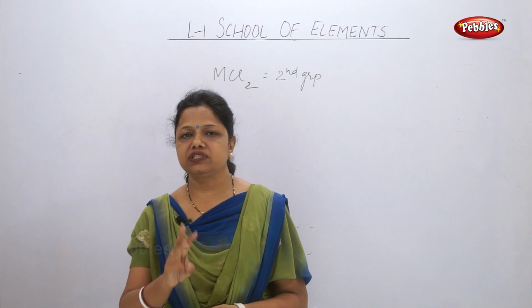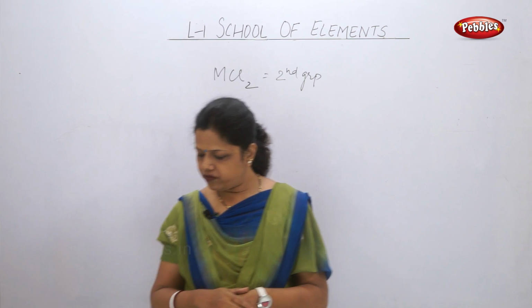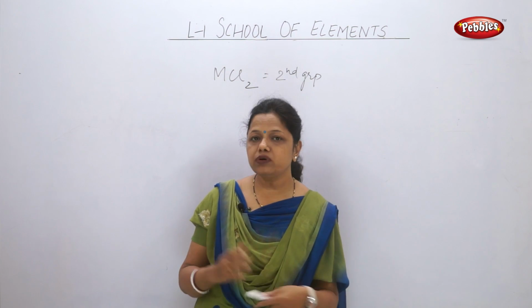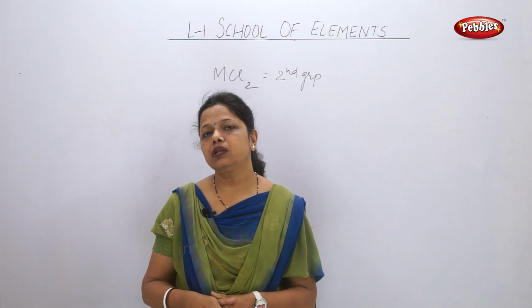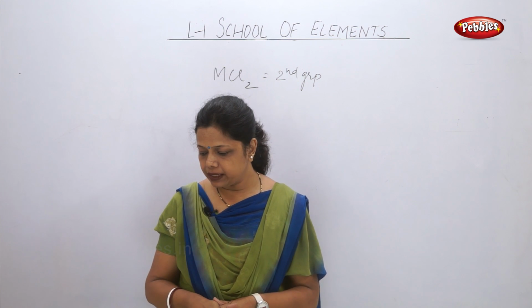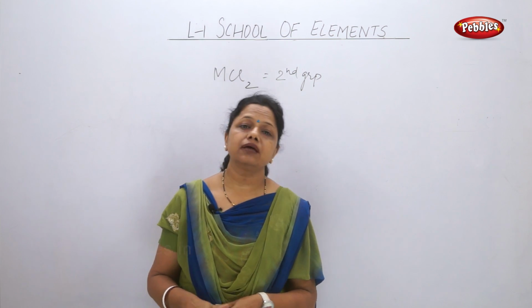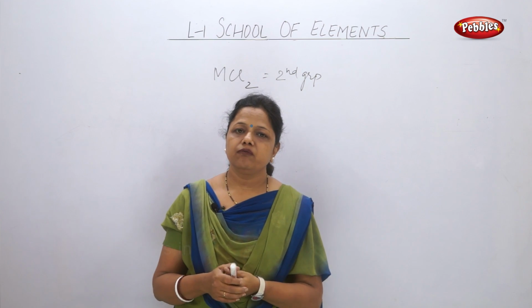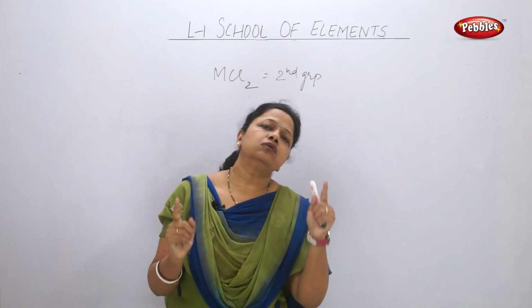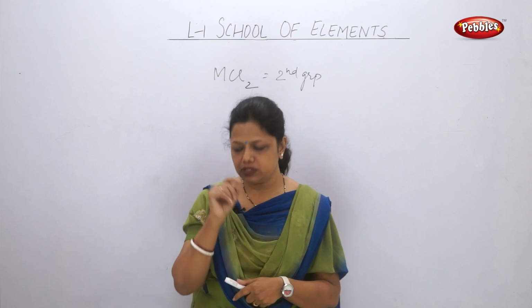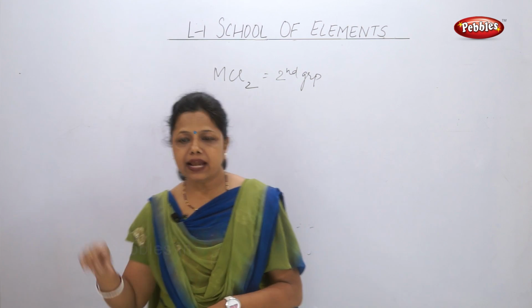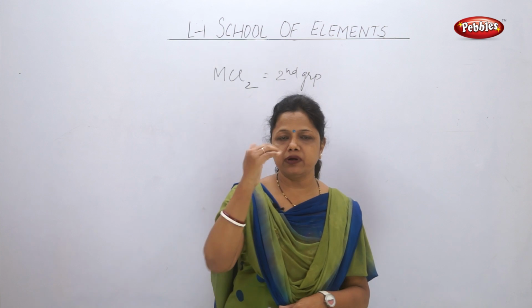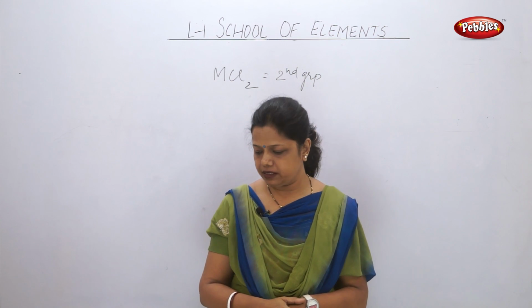Match the columns. Question number 3. First one, sodium. Sodium is a metal. Sulfur. Sulfur is a non-metal. Manganese. It is present as a transition element between the third group to the 12th group. It is a transition element. Cerium. It's a lanthanide. The lanthanide which is present below the periodic table, that is lanthanide.